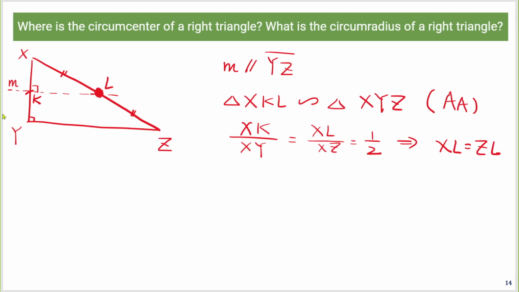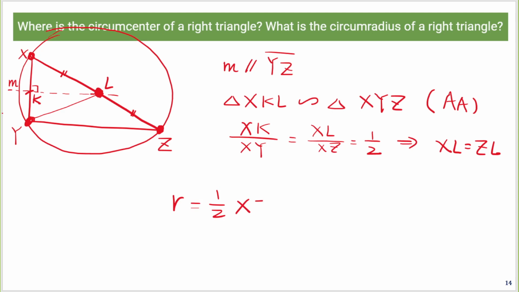Did you get it? And the endpoints of the hypotenuse are vertices of the triangle. So by definition, they are on the circumcircle, right? Which means if you draw a circumcircle here, then X, Y, Z are on the circle. Then actually LZ, LX and LY are the radii of that circle, right? So we know the radius of that circle is 1/2 of the hypotenuse XZ. Did you get it?